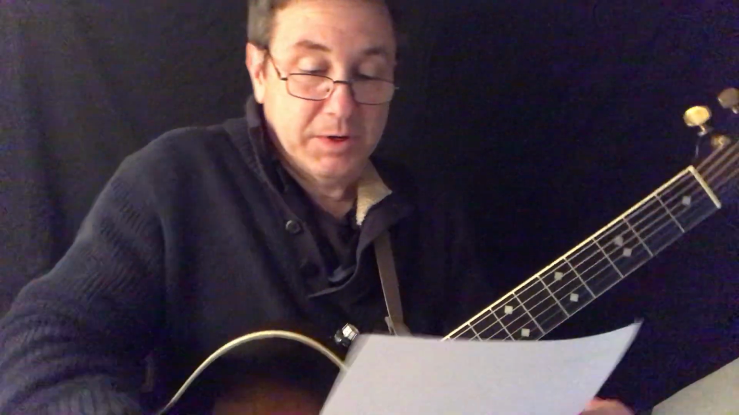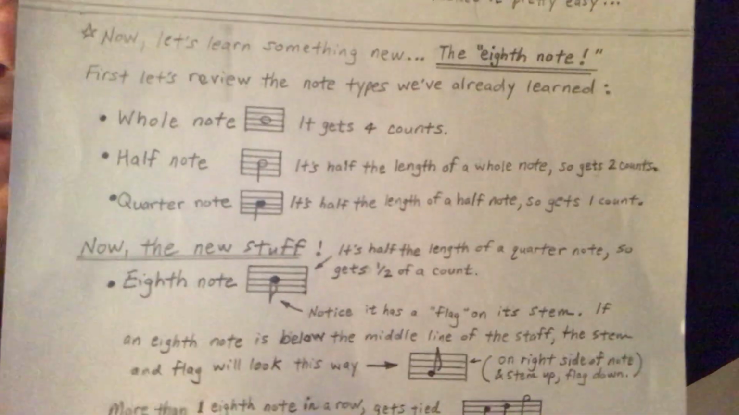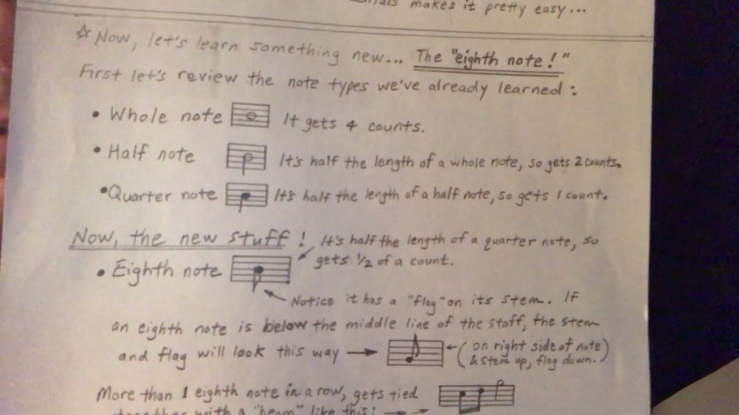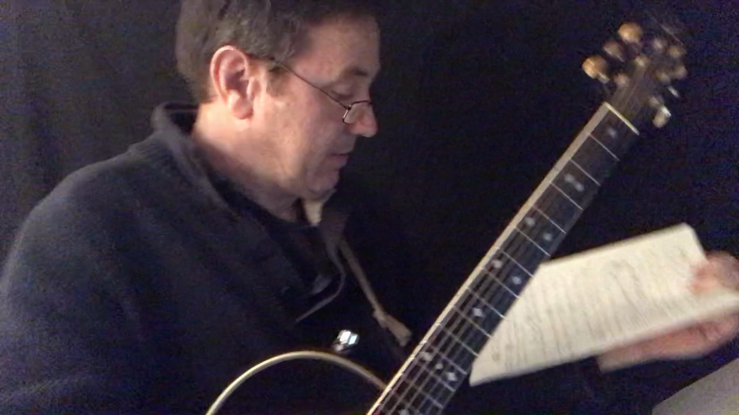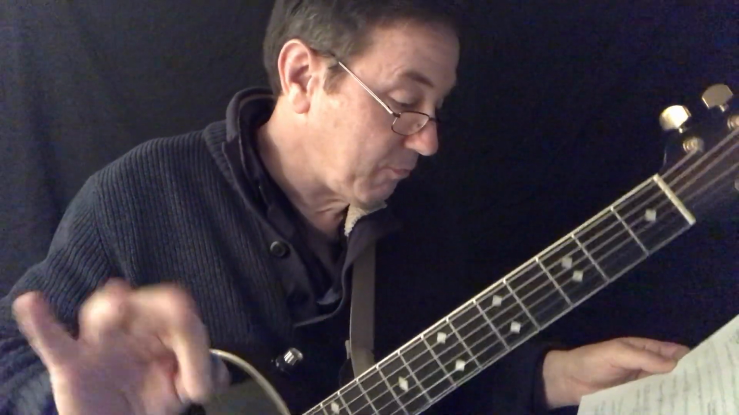So let's review first. You've learned the note types. The whole note gets 4 counts, the half note gets 2 counts, the quarter note gets 1 count, and now the new stuff, this little 8th note gets what? It gets a half a count, okay? That makes it a little tricky. Has a little flag on it, you'll notice.